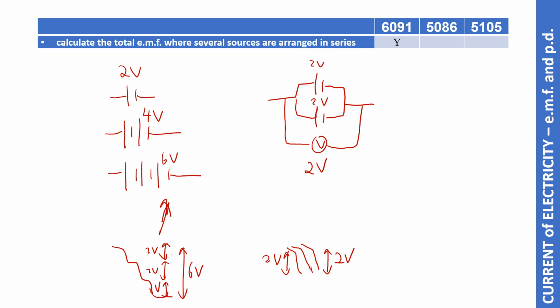However, what do you think would happen if you place two cells in parallel? What would be the purpose of that, since the e.m.f doesn't increase? Think about it.